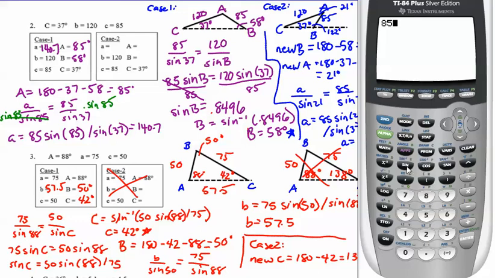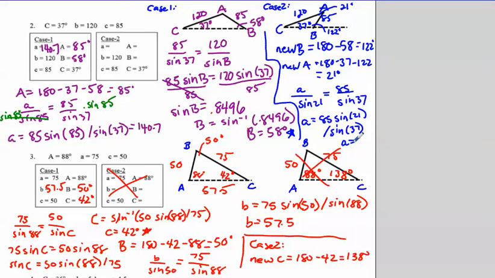(85 sine 21 divided by sine 37. Okay, and then I get side A is 50.6. So side A was 50.6. That's this side over here. Angle A we got was 21 degrees. And angle B was 122 degrees.